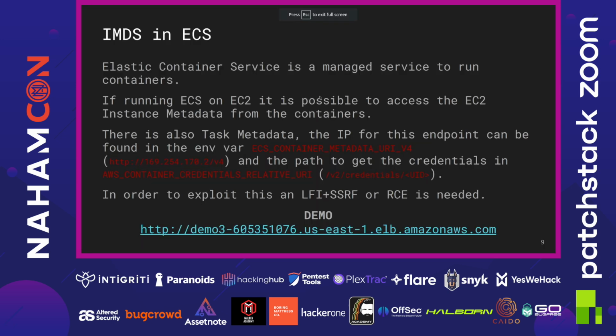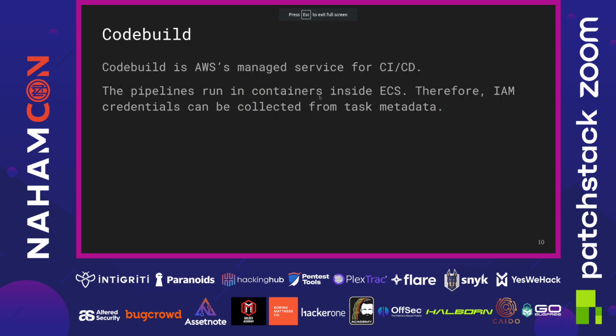Back to our slides. The next one in the agenda is CodeBuild. CodeBuild is a managed service that AWS provides to run CI/CD pipelines. These CI/CD pipelines run in containers, and under the hood, AWS is using ECS to run the containers, and therefore you can do the exploit that we just talked about with ECS task metadata from CodeBuild to exfiltrate the role that is assigned to that CodeBuild task.